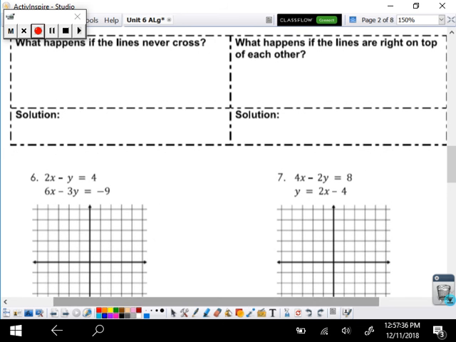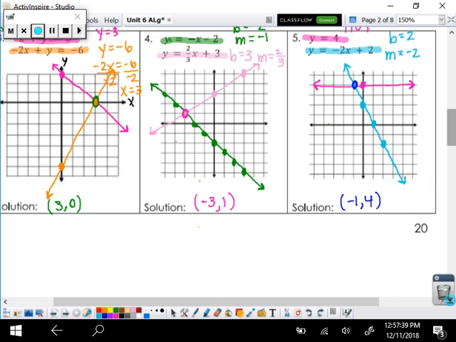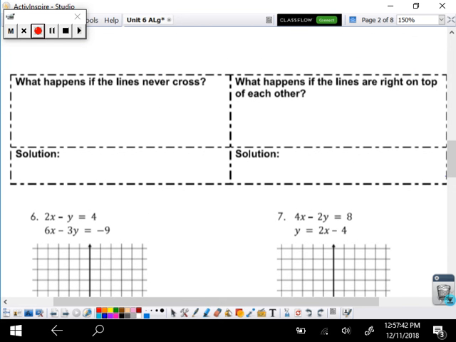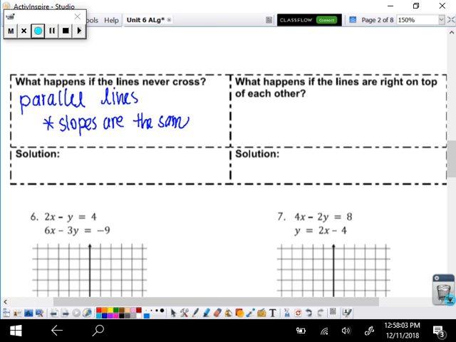We do have some special cases. So what happens if the lines never cross? So last unit we learned that when lines never cross, they are parallel. You have parallel lines. Also a side note, the slopes are the same. Okay, so the solution when we have parallel lines, if the lines are never intersecting, there's going to be no solution. So if they do not intersect, no solution.